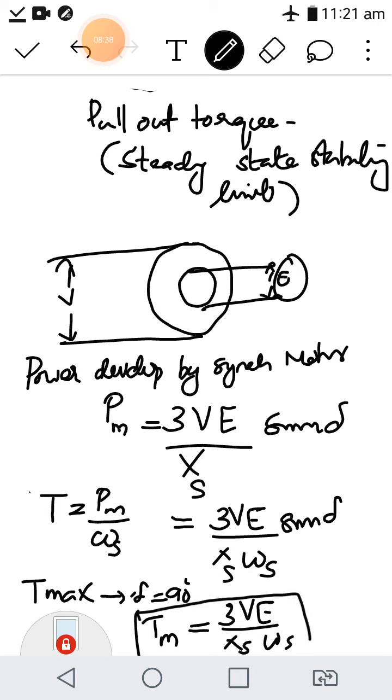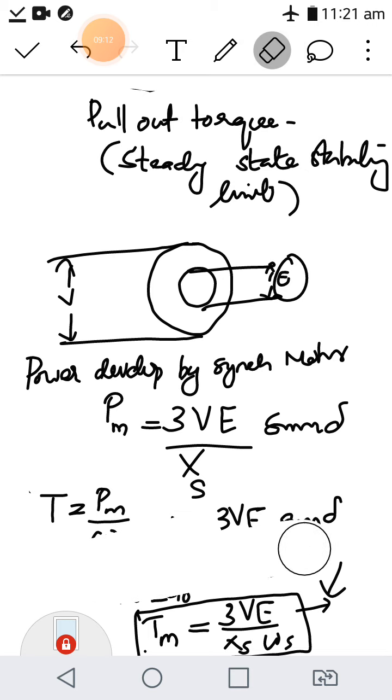So this term is the maximum torque that can be produced in a synchronous machine, and this is known as the pull out torque or the steady state stability limit. And if you exceed this value, what is going to happen is that the machine may lose synchronism. The two magnetic fields may fall out of lock, and the machine may lose its synchronism. So this term, the pull out torque, is very important.